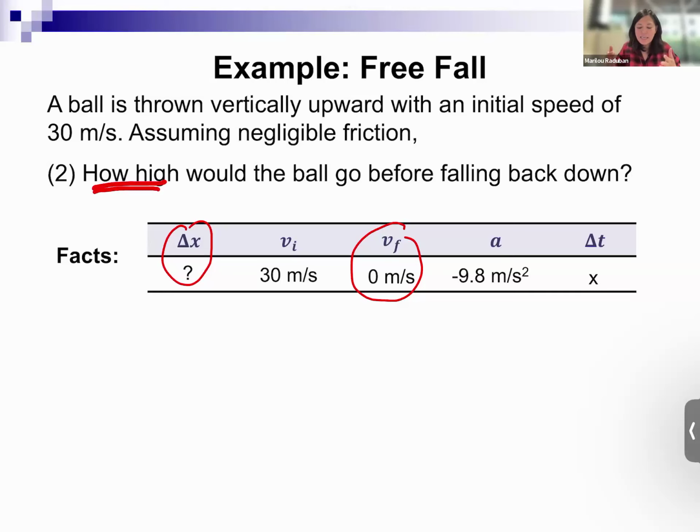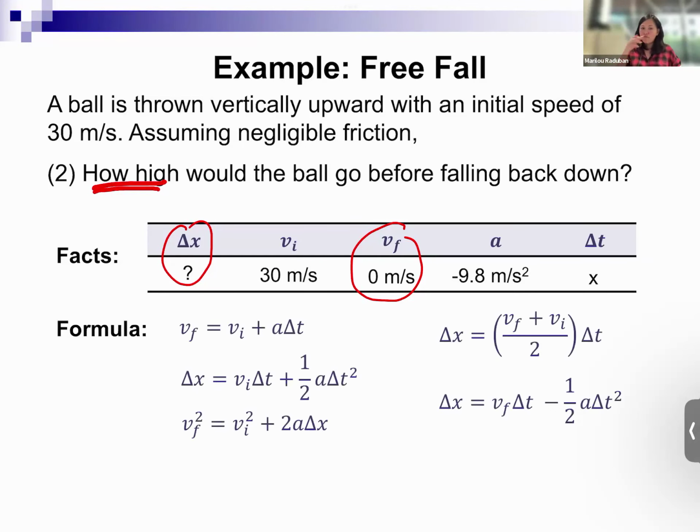Here you can see that the problem did not explicitly tell you that the final velocity is 0, but this is part of the test. Part of what's being asked is for you to analyze the problem in such a way that you figure out that at the top of the object's motion, it will stop momentarily, and therefore the final velocity, which is the velocity at the top, will be 0.